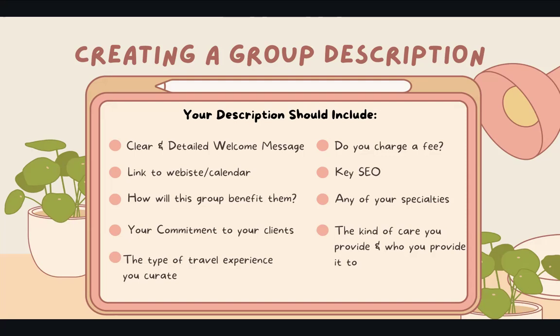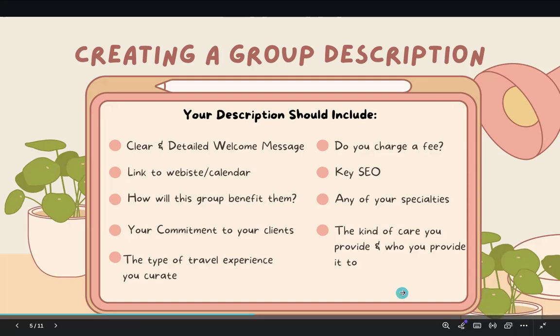If you wanted to do, let's say you really wanted to book family travel, right? But you wanted to focus on Mexico and the Caribbean and let's say cruises, right? Put that in there. And then put the kind of care you provide and who you provide it to.